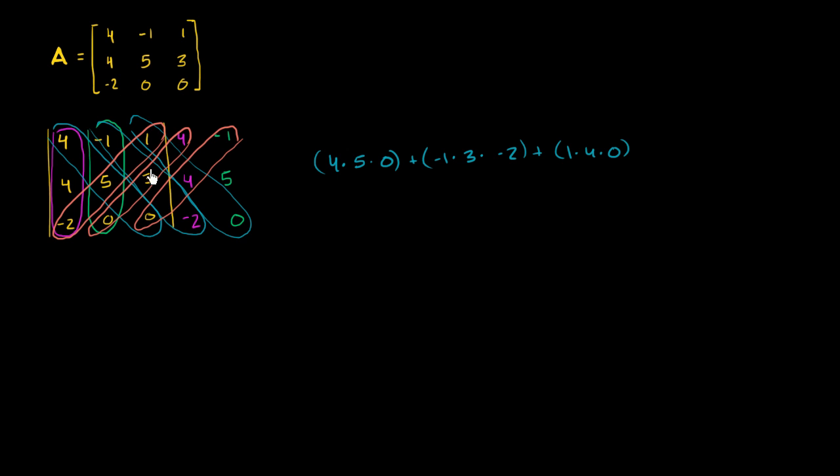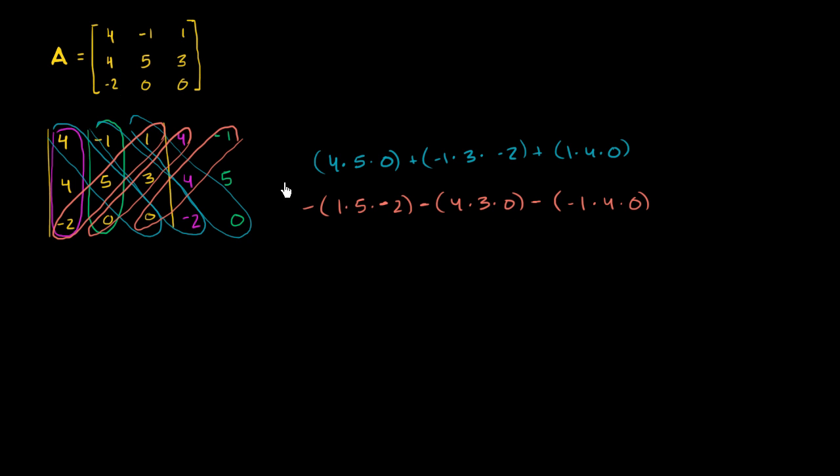And then we're going to subtract all of these orange diagonals that go from the top right to the bottom left. So we're going to subtract 1 times 5 times negative 2. And then we could subtract 4 times 3 times 0. And then we can subtract negative 1 times 4 times 0.